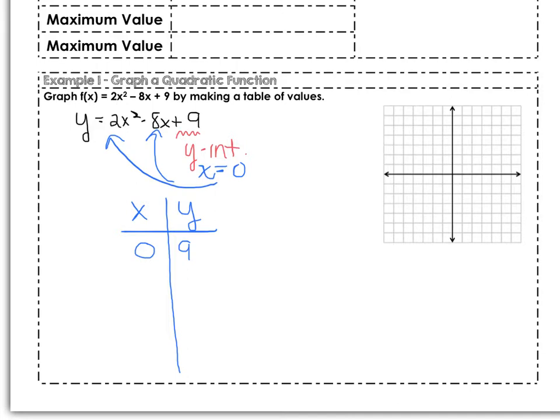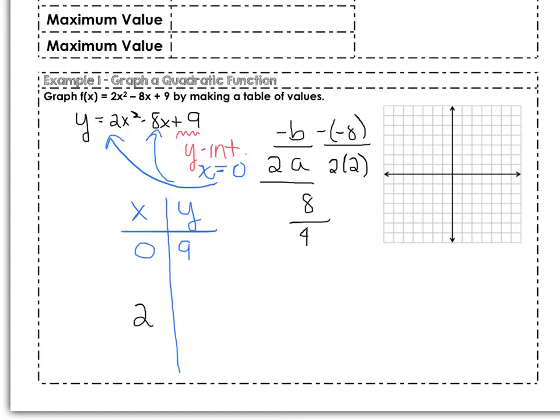Now in the book, I'm going to get a little bit ahead of myself. I'm going to find the axis of symmetry. And I kind of like to refer to this as the midpoint of my parabola. And the equation to find it, if you recall, is negative b over 2a. My b value here is negative 8, so negative times negative 8, all over 2 times my a value of 2. So we have 8 over 4, which means our middle value, our axis of symmetry, is at 2.